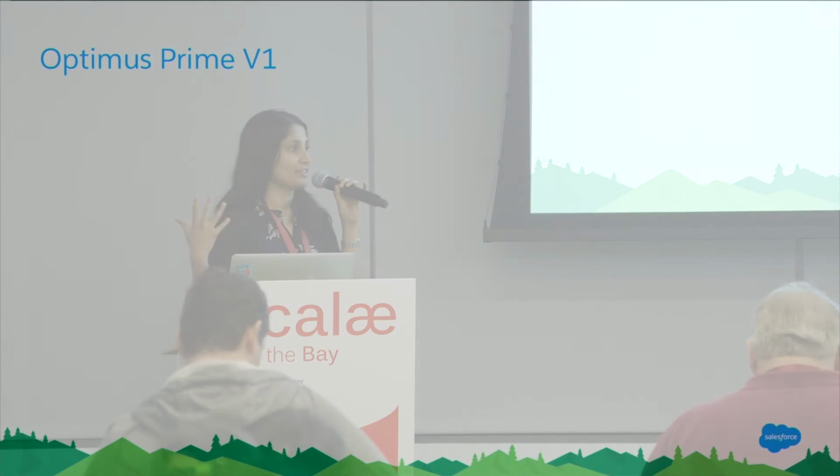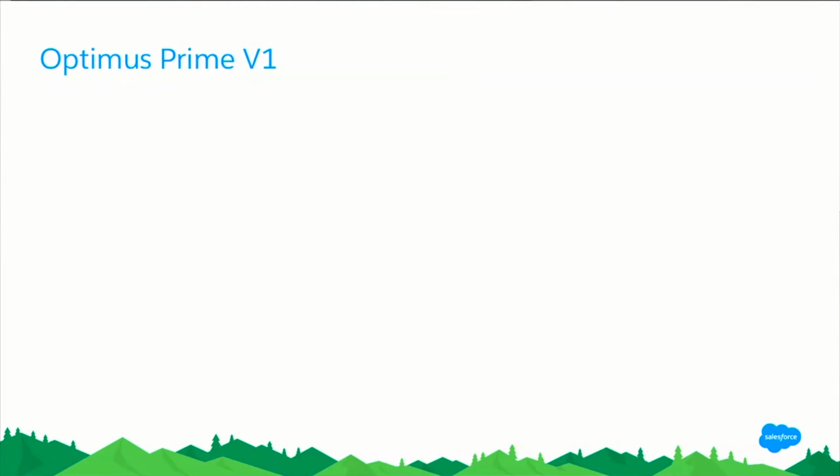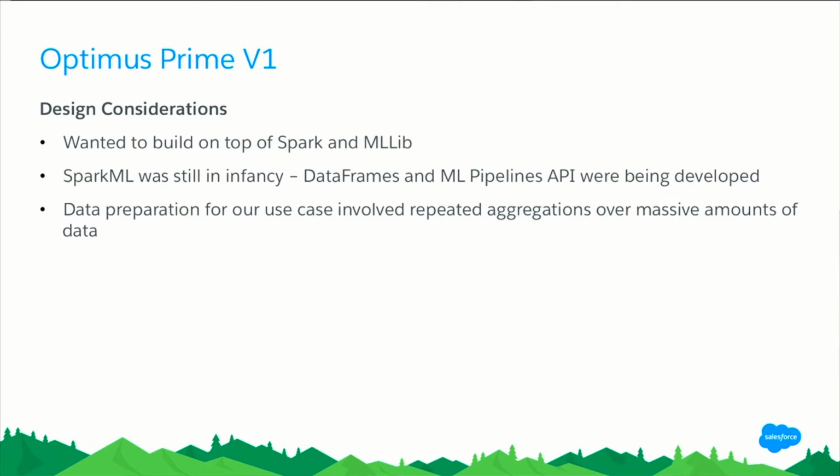But before I dive into the details of Optimus Prime, I wanted to walk you through a little bit of the history of how we got to where we are today. So 2 years ago, we were developing the V1 of this library, and our design considerations at that time were that we wanted to build this on top of Spark and MLlib so that we could use all the nice in-memory iterative computing capabilities that Spark provides.